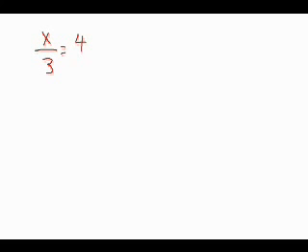And in this case, it's over 3. And we have to think about, well, what operation is that? Well, over 3 means divided by 3. So what we want to get rid of here with x is divided by 3. How do we get rid of divided by 3? Well, we do the opposite operation. So we multiply by 3.